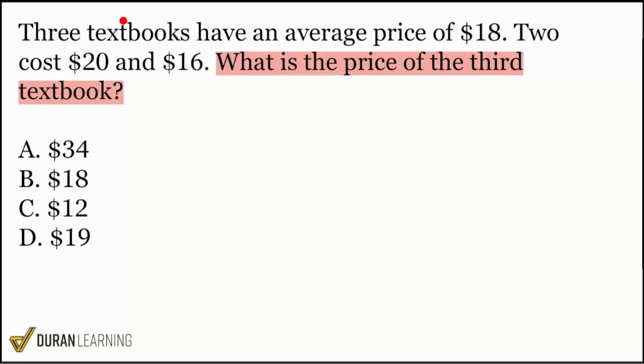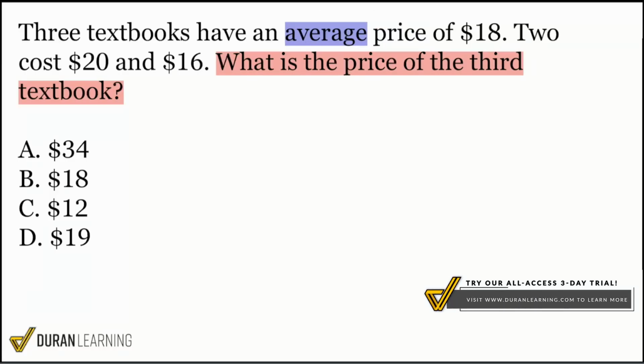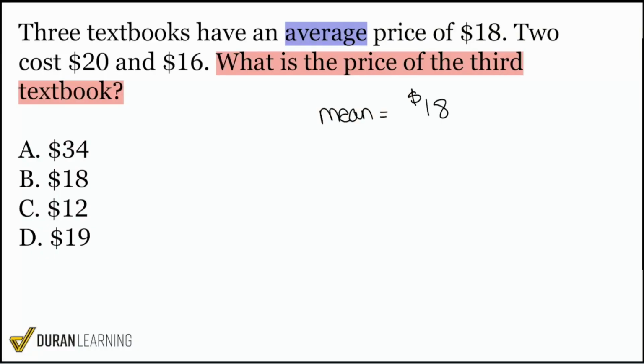So here, 3 textbooks have an average price of $18. Okay, let's really highlight that average price. Everybody, can you give me another word that you can think of that means average? That's going to be mean, right? Yeah, that is mean. So when they say that we have an average price of $18, that's pretty much saying that the mean of these 3 textbooks is going to be 18. So we already have a piece of information that could definitely help us out.